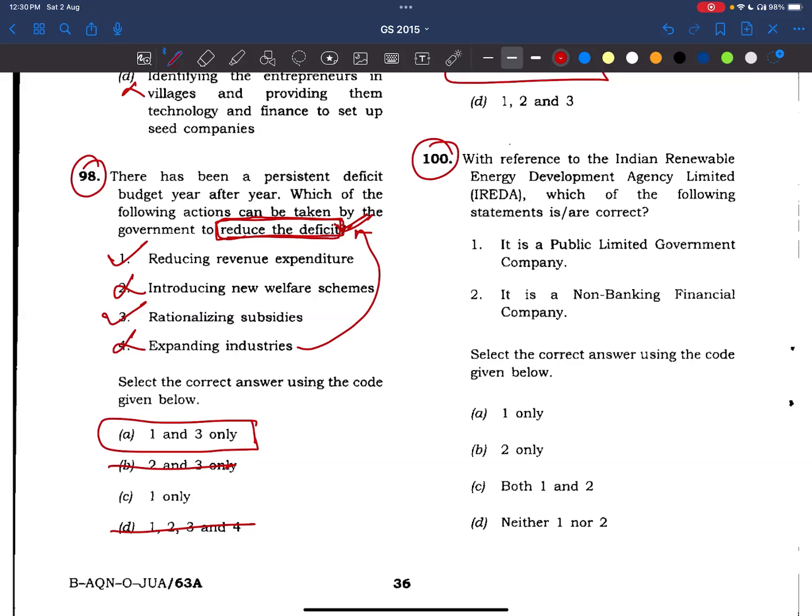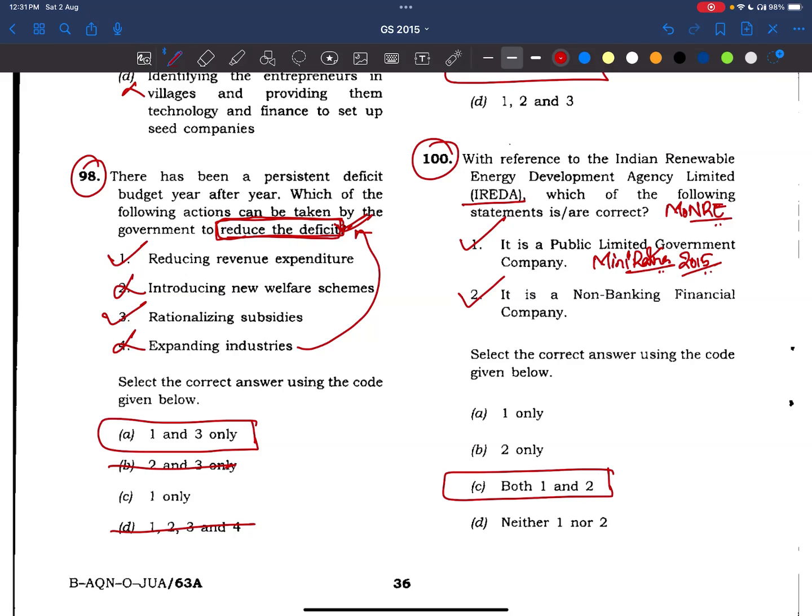Now, the last question for this entire 2015 PYQs, the last question for this video as well, right? With reference to the Indian Renewable Energy Development Agency, IREDA, which of the following statements are correct? It is a public limited government company. Yes, it is a Mini Ratna company of the government. No, it is a non-banking finance company. Yes, it is registered under the Companies Act, and it is an NBFC also. It was given Mini Ratna status in 2015, friends. It works under the Ministry of New and Renewable Energy. Answer is both 1 and 2.